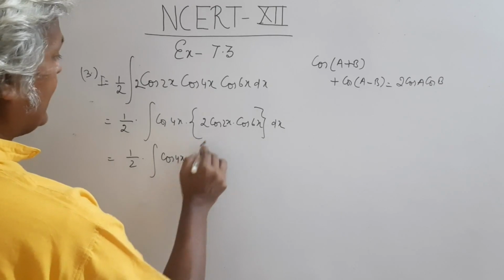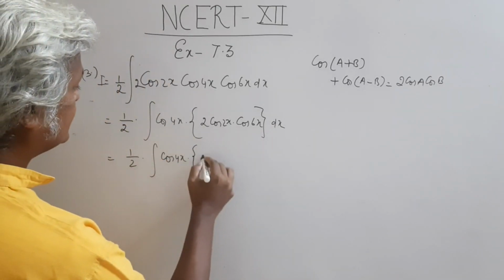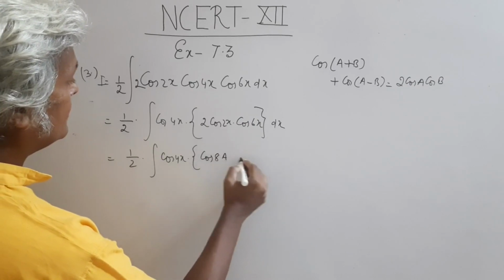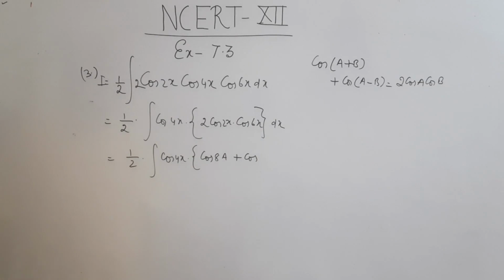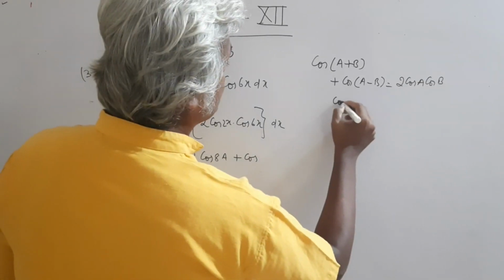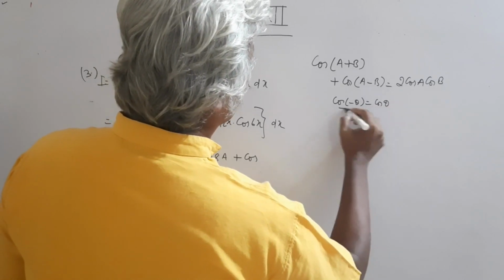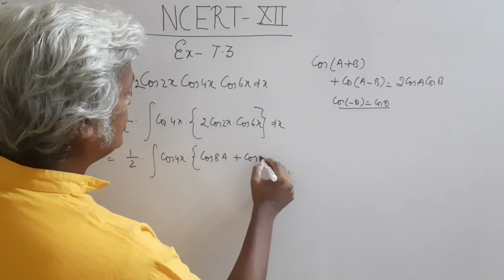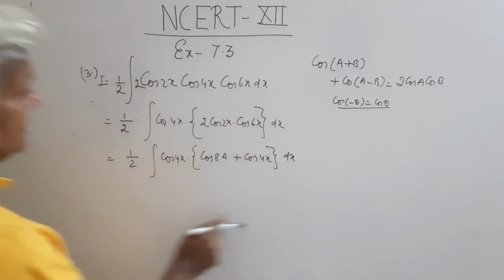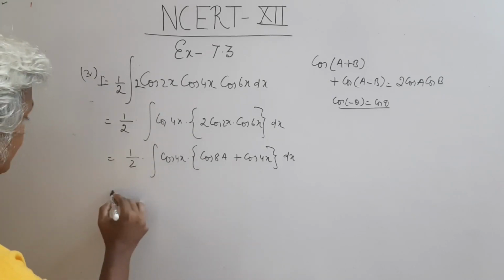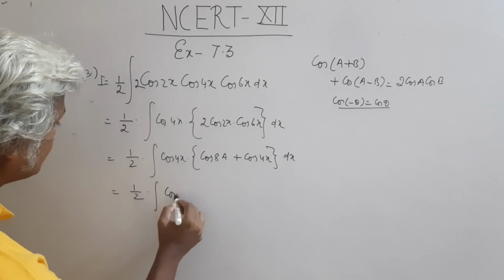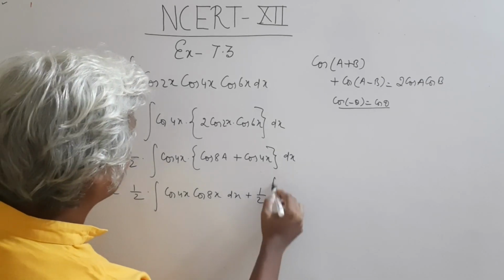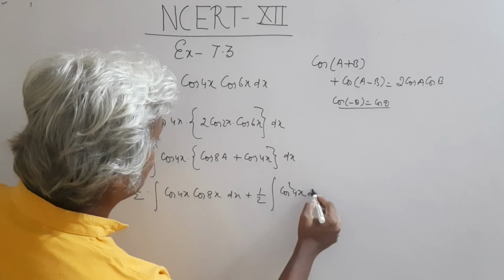Now this is half integration, cos 4x as it is, and in place of 2 times this and this, I write cos of the sum of the two angles, like 2a plus 6a will give you 8a, plus cos 2a minus 6a, that gives you minus 4a, but cos of minus theta is positive cos theta, so there will be no change in the value. So you can write 2x minus 6x is 4x dx. Now again, if I dissolve this bracket, then what I get? Half integration cos 4x cos 8x dx plus half integration cos square 4x dx.